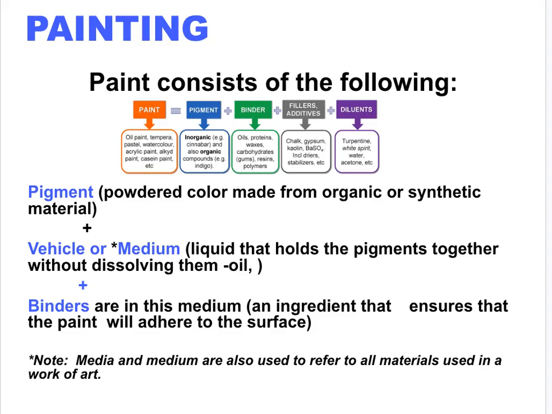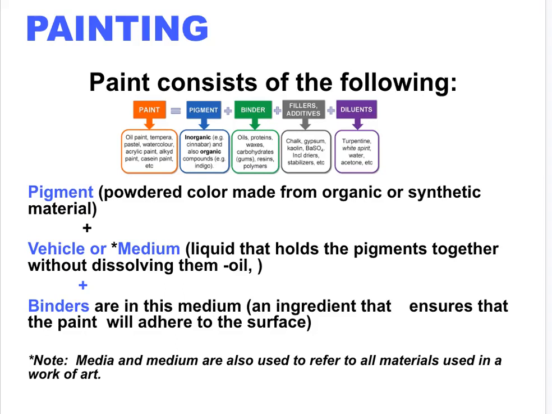And then you need to have a binder, which is the green box. Binders include things like oils, proteins, waxes, carbohydrates, gums, resins, polymers. As you may glance down on the bottom of the screen, I'm going to read these definitions again, but a binder is basically making sure that the paint will adhere to a surface. So it's the thing that holds it on to what you're painting it on.